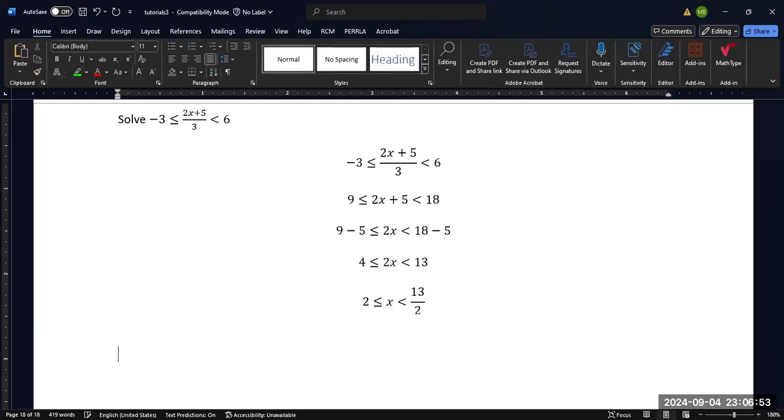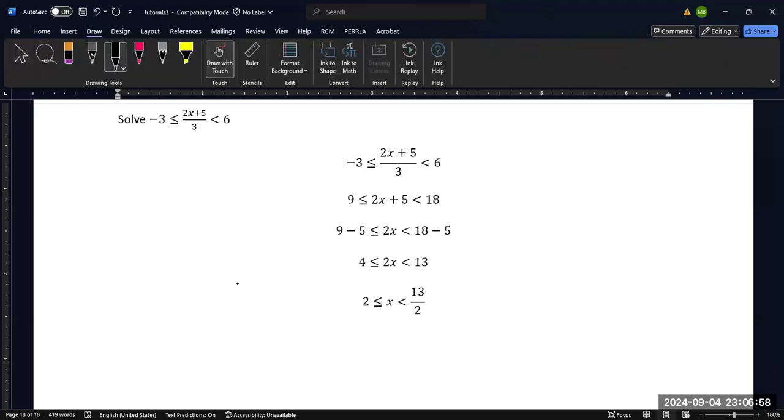So if I think about this in terms of drawing it on a number line, my number line, not exactly straight, but that's fine. There's my 2. 13 over 2 is 7.5, so that is bigger than 2, so I haven't made any mistakes in that regard. And then I want to be in between these because x is in between these numbers. That's basically what this notation means. So I'm in between them.